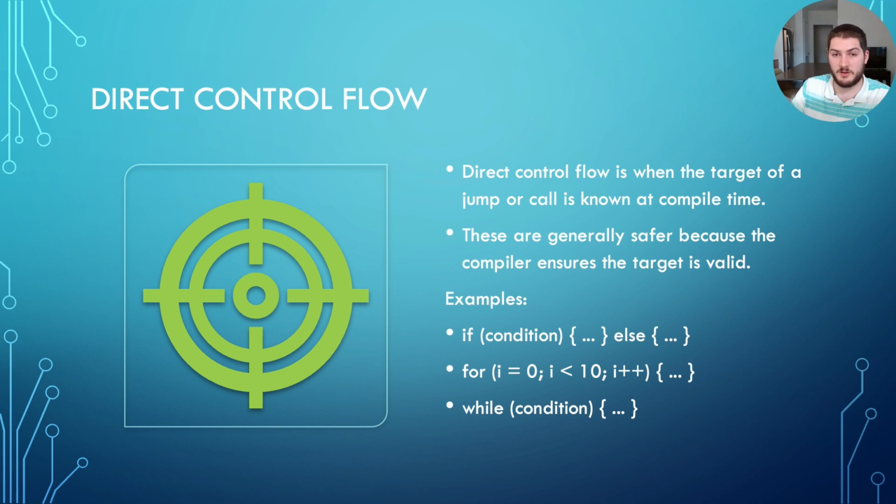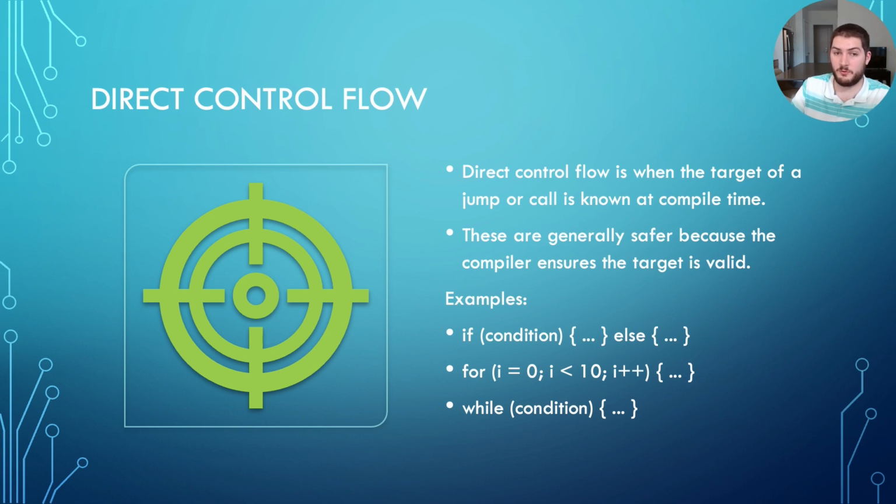Consider the if statement. This fundamental conditional statement allows the program to choose between two distinct blocks of code based on the evaluation of a specific condition. The compiler can analyze the code and determine precisely which of the two blocks will be executed depending on the truth or falsehood of the condition.